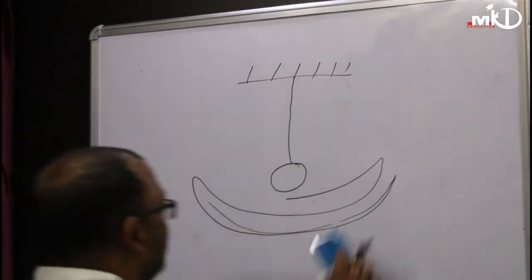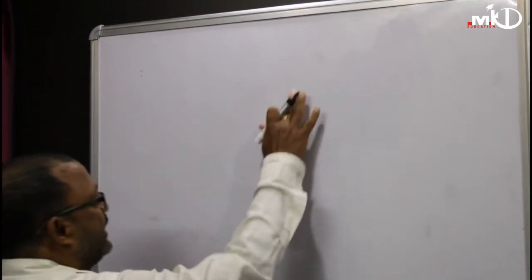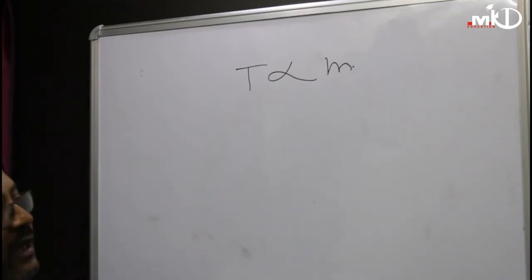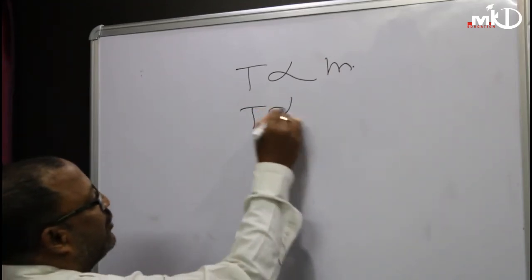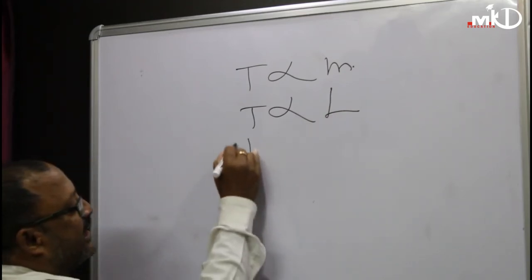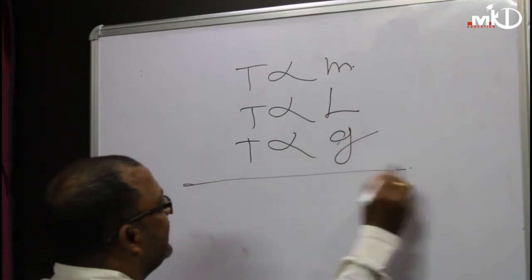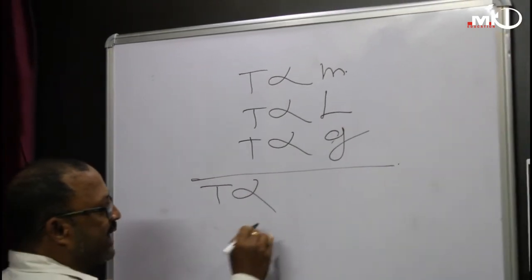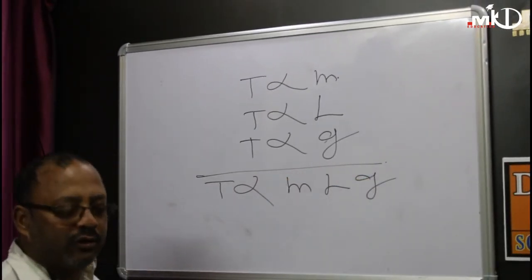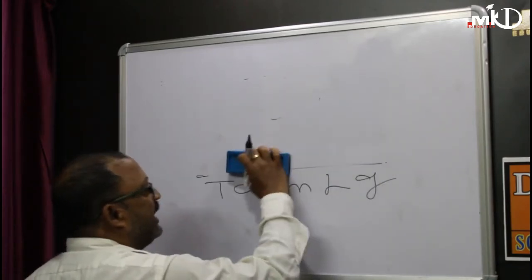In this case, the time period of the simple pendulum T depends on the mass of the pendulum. Therefore, T is proportional to mass. Next, it depends on the length of the pendulum, that is, T is proportional to L, the length of the thread. And next, the time period is proportional to the acceleration due to gravity. Therefore, if we combine these three terms, the time period is proportional to mass, length and acceleration due to gravity. Then we will use some indices to find its expression.